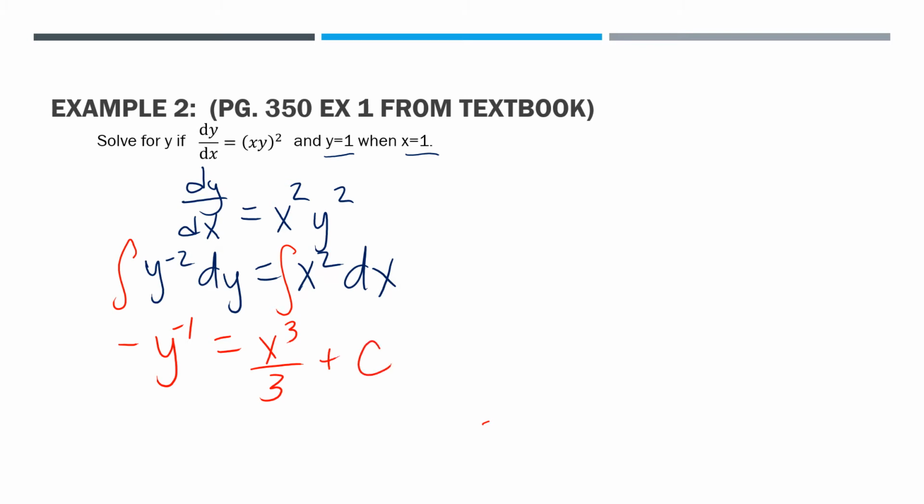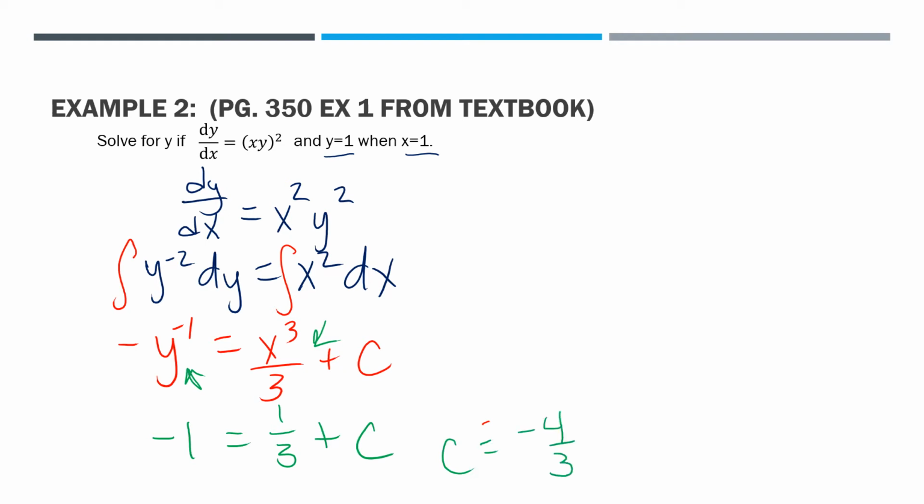Except this time we know that y is equal to 1 and x is equal to 1. So what we're going to do is make that substitution. We're going to plug in 1 here, which just gives me negative 1. We're going to plug in 1 here, which gives me 1/3. And then we're going to solve for c. When I solve for c, I actually get negative 4/3.